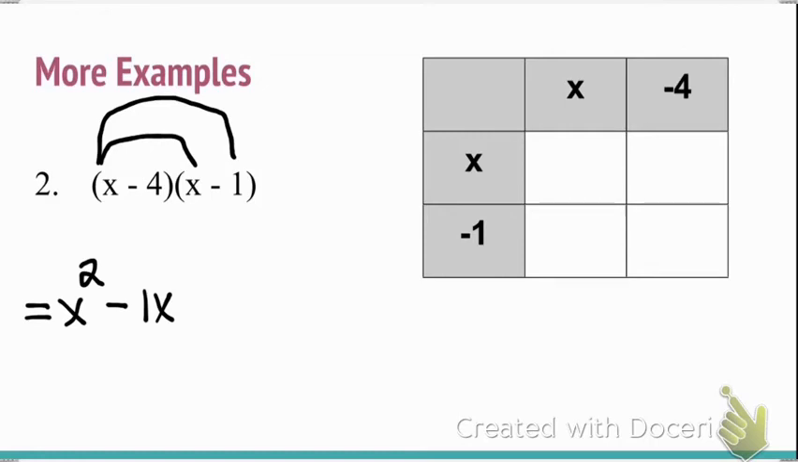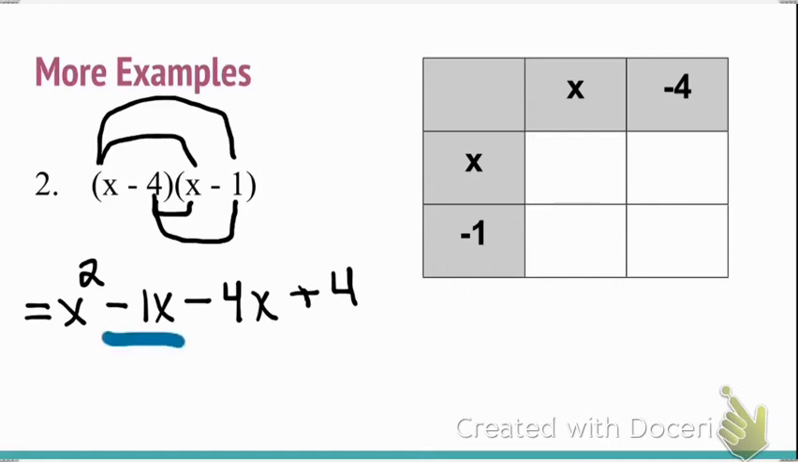Okay, and so then the next one's the inner, so the inside. So it's -4 times x is going to be -4x. And then lastly, it's going to be the last terms in each bracket. So the -4 times -1. Remember, a negative times a negative makes a positive. So I get +4. Okay, we got to collect our like terms. So x, leave it as x squared. So if I have -1x and I'm subtracting another 4 x's, that's going to give me -5x plus 4.